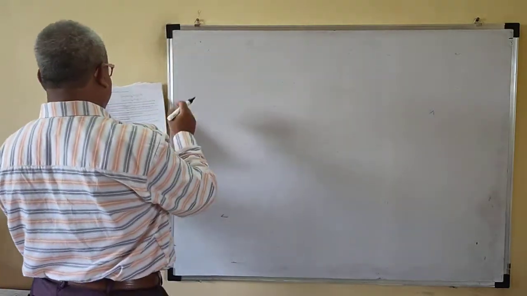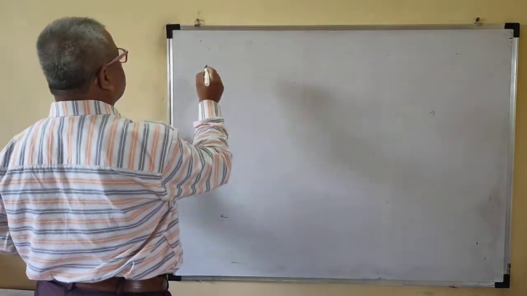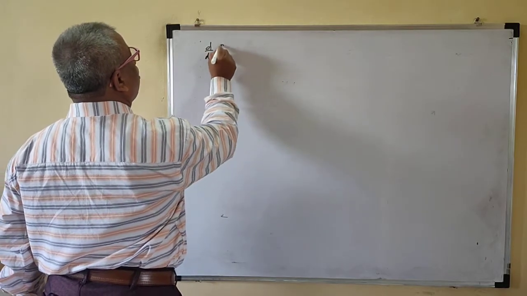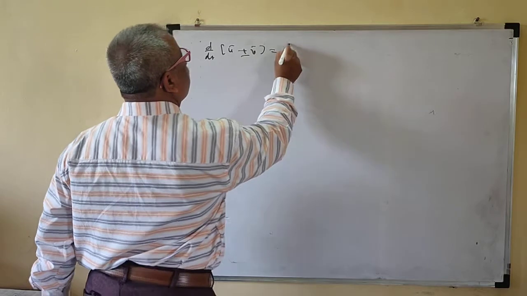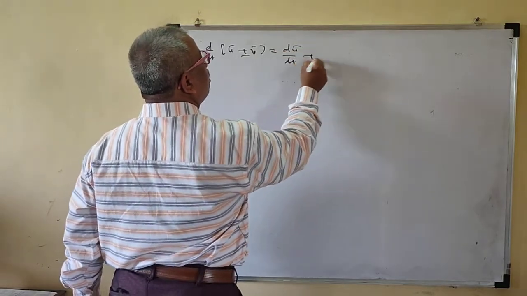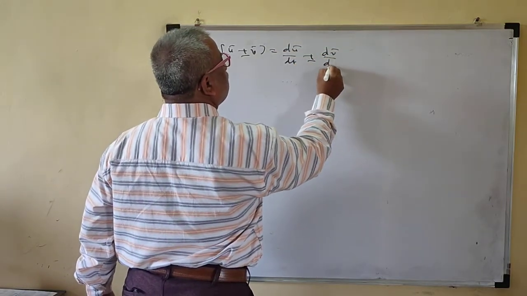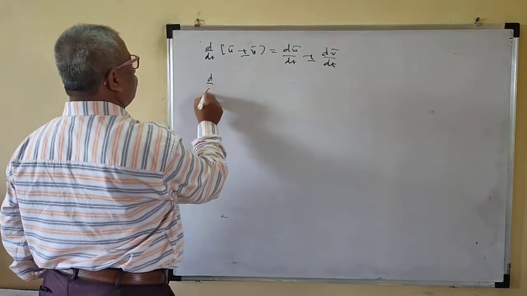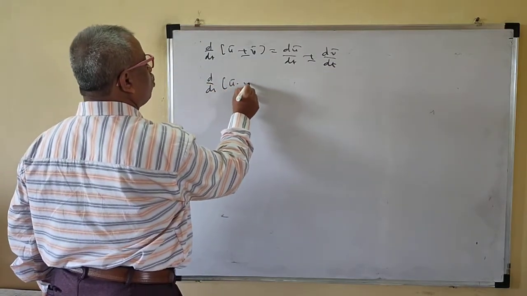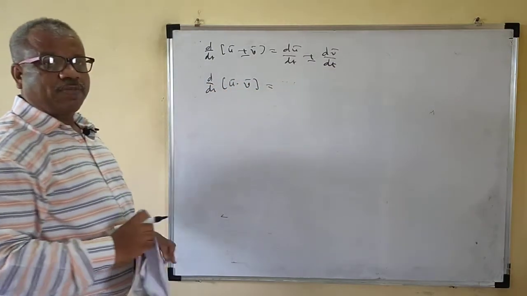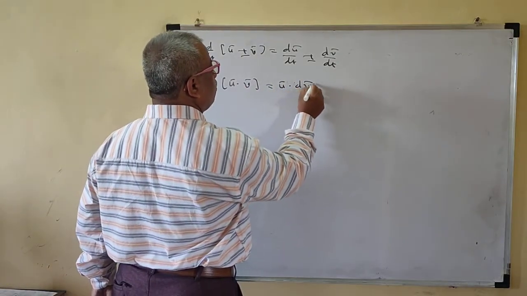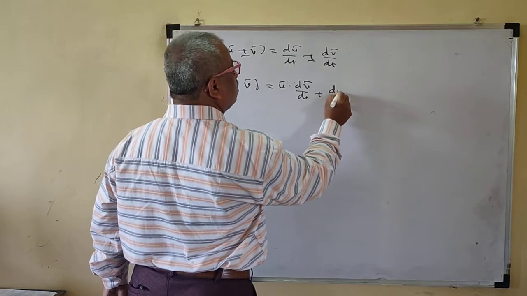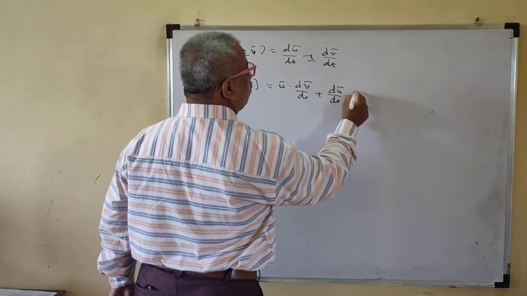So the rules of differentiation. d by dt of u bar plus or minus v bar is du bar by dt plus or minus dv bar by dt. Now d by dt of u bar dot v bar, you have to apply the same rule. So this is u bar dot dv bar by dt plus du bar by dt dot v bar.